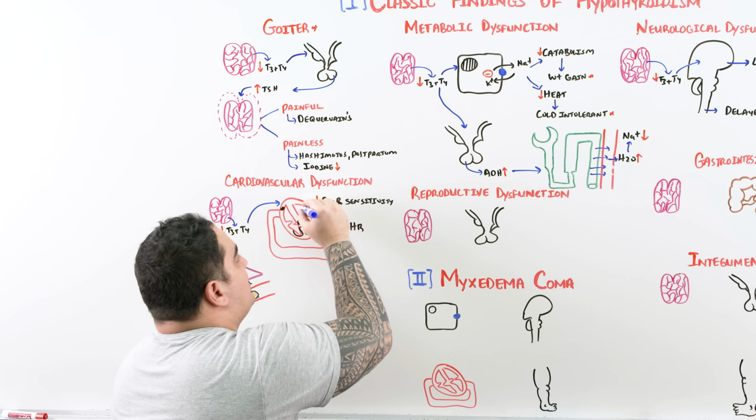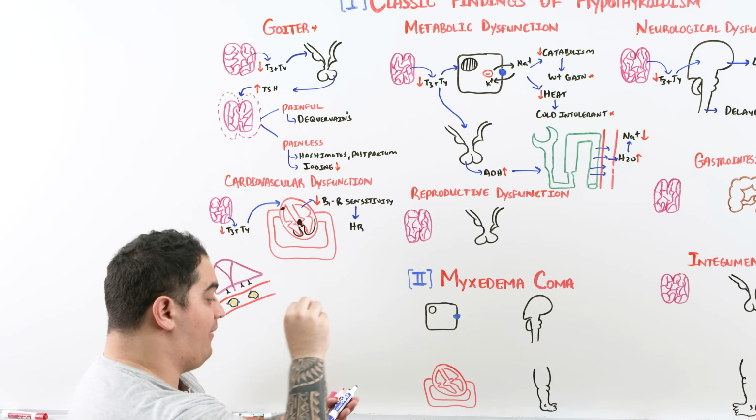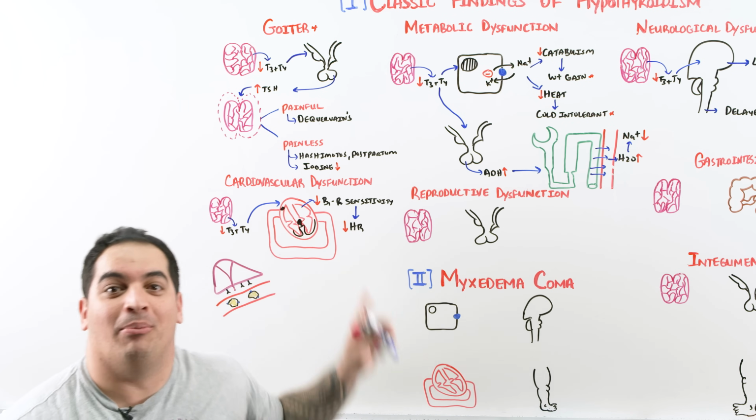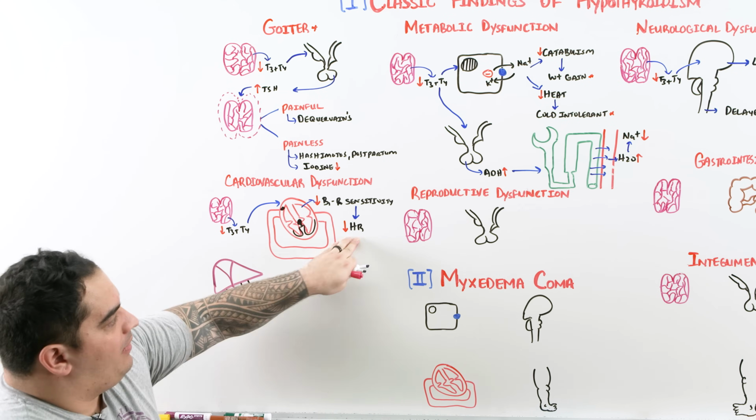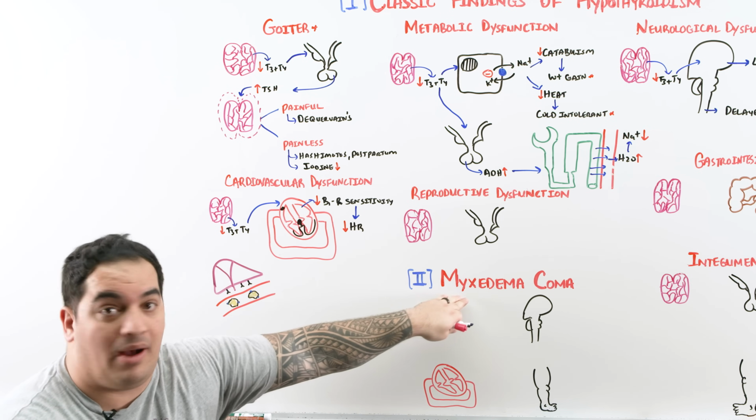So I have decreased sensitivity of the myocardium, decreased action whenever epinephrine and norepinephrine bind onto it, and a reduction in heart rate. What's that called? Bradycardia. Now, this could be present, but it's usually found in severe cases of hypothyroidism, which we'll talk about here.